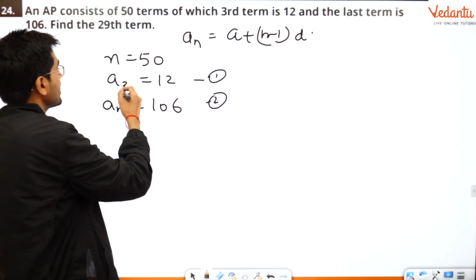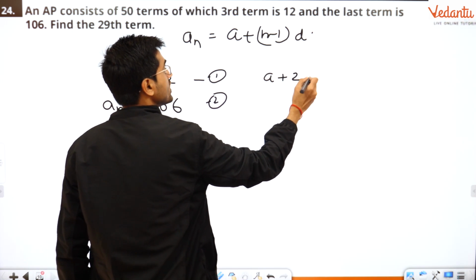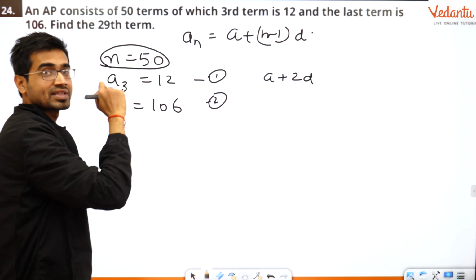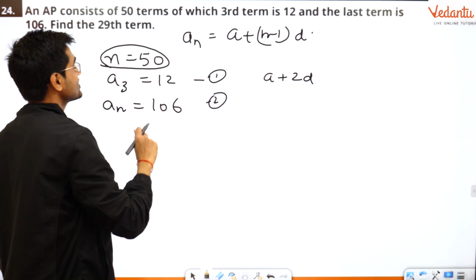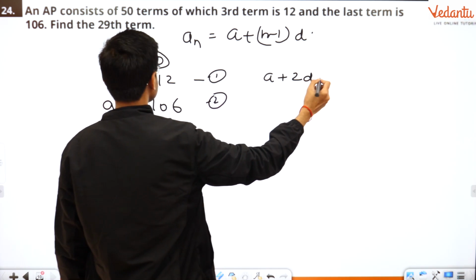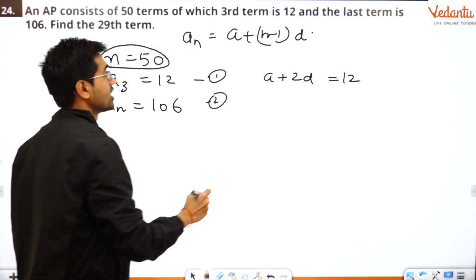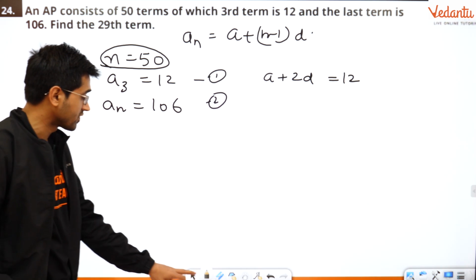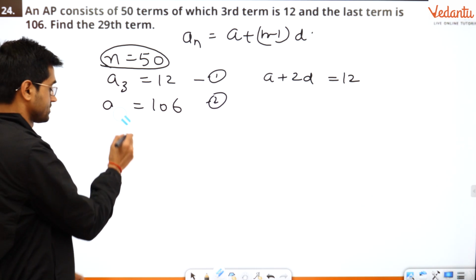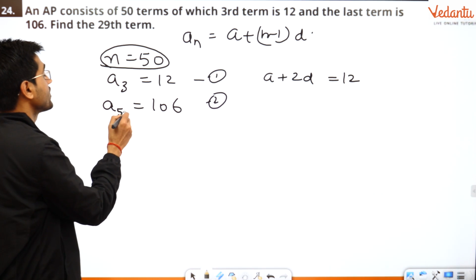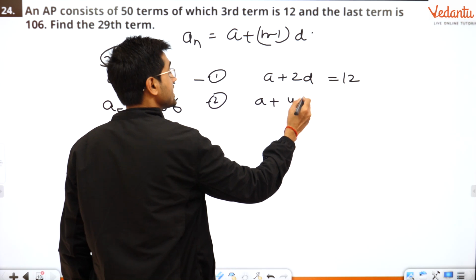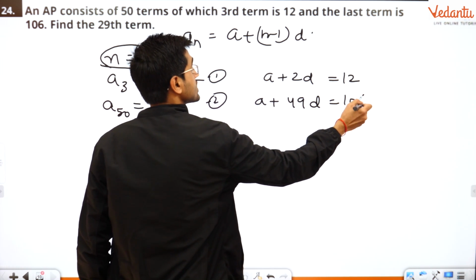Fusion है. So what will you get? A3, A plus 2D. Put in the formula na. This is the total number of terms. ये मत put कर देना. Okay. A3 is equal to 12. Now you know nth term is the last term, but ये given 50. So actually उन्होंने 50th term की value दे दी है. Because last term 50th ही होगा ना. So put 50. So you get A plus 49D equals 106.